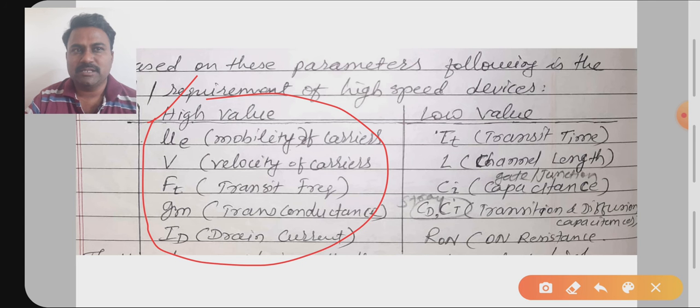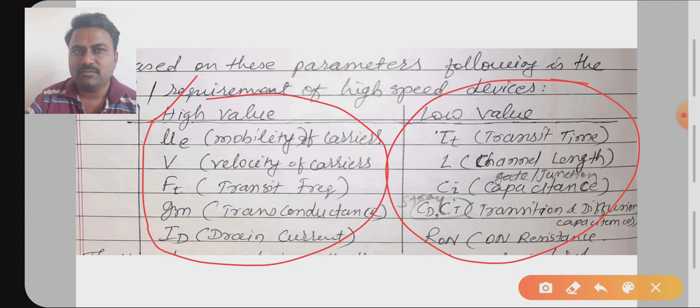Similarly, we have also seen the parameters which should have low values, for example the transit time denoted as capital T, small t, then channel length, different capacitances, on resistances, etc. What are the definitions of all these parameters and how they decide the operating speed of the device, we have discussed in the previous video. So please refer to that previous video.